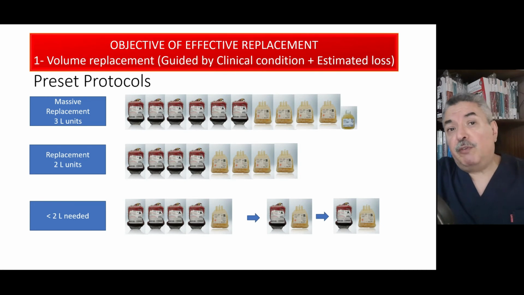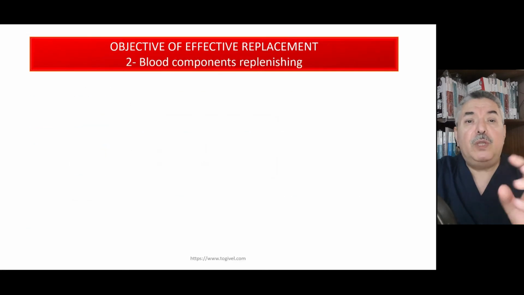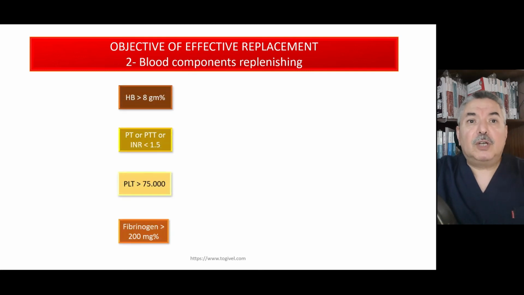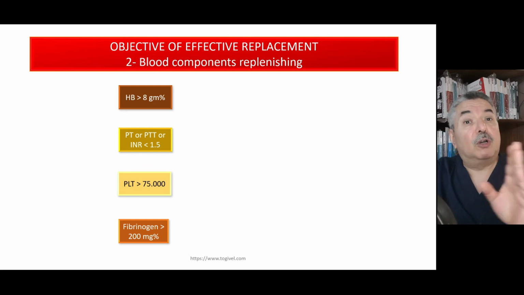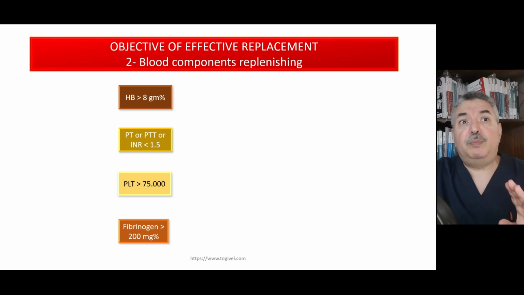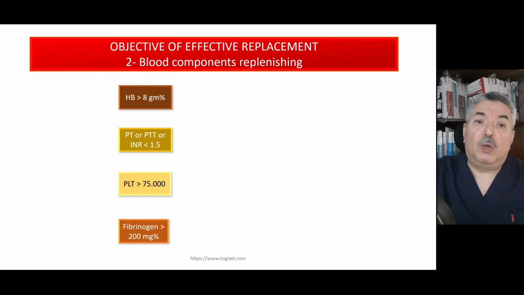After we restore the volume of the patient and we have treated the cause and everything is fine, now we do the fine-tuning. Now we will do the lab-adjusted or the lab-guided transfusion. The lab-guided transfusion has objectives. I need hemoglobin more than 8 grams per cent or hematocrit more than 25%. I need PT, PTT-INR less than 1.5 normal, and we talked about PT, PTT-INR before. And I need platelets more than 75,000 and fibrinogen more than 200 milligrams.